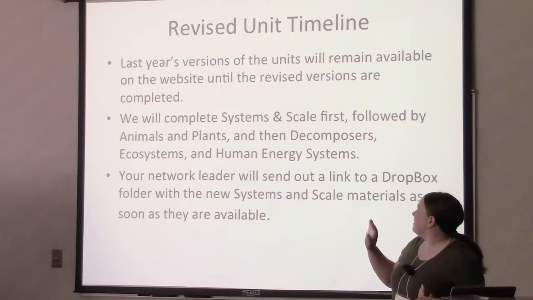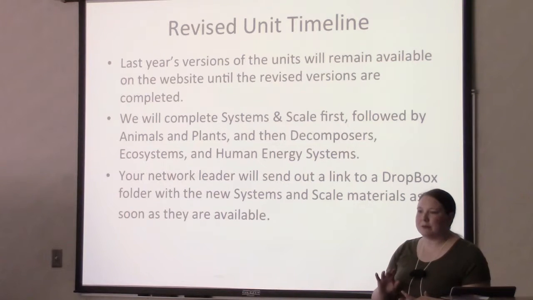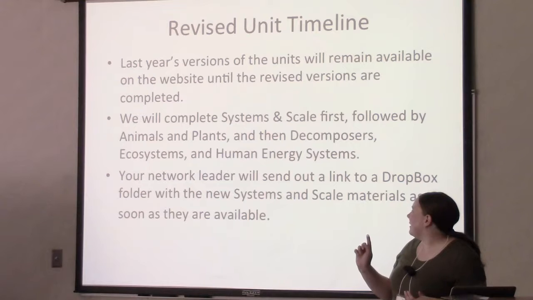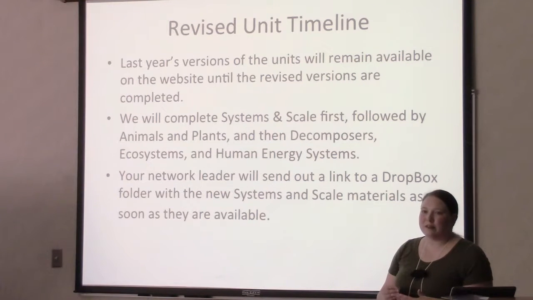That will be systems and scale first, and then after that we're prioritizing animals and plants, which would follow soon after. Then decomposers, ecosystems, and human energy systems always end up last because they do. So that's the order things will be available. You'll get links, and we'll keep you updated about progress so you know when they're updated on the website.